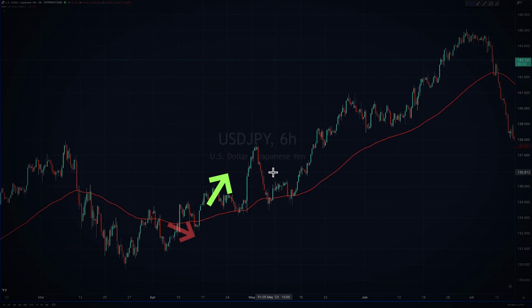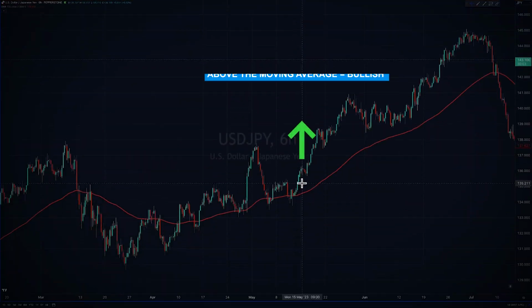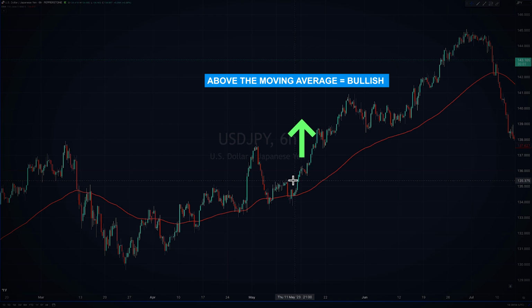to be trading above or below it, and it will generally give us a bullish or a bearish sentiment on the market. If price is trading above the moving average, and remember, I've got the 100 period moving average here, and what it's telling me is the average price, or thereabouts, over the last 100 bars. I'm on a 6-hour chart here, so it's giving me the average price over the last 100 6-hour bars. So if price is above that moving average, it tells us that price is bullish.